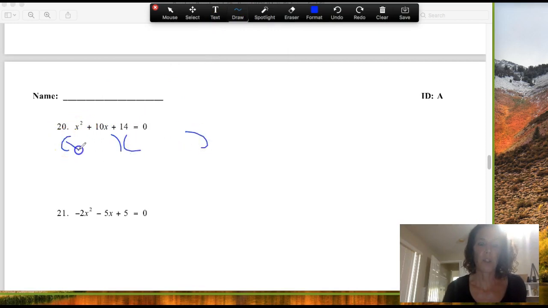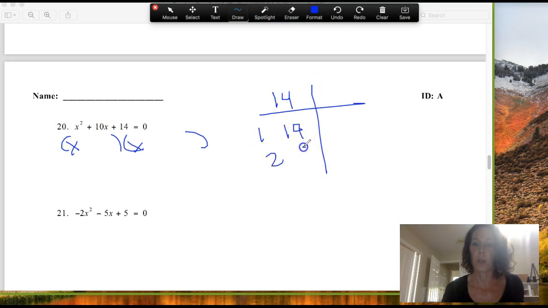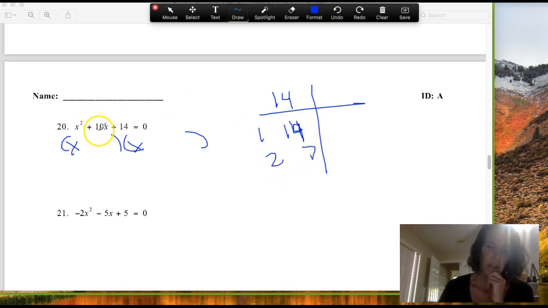The first term goes here and here. The factors of the last term go here and here. So what are the factors? There's no term here, so I don't have to do that word multiplication. What are the factors of 14? 1 and 14, 2 and 7. So which one of these groupings would give me 10? Well, 1 and 14 don't give me 10 anyway. 2 and 7 also don't give me 10. Oh man, this is not going to factor pretty.